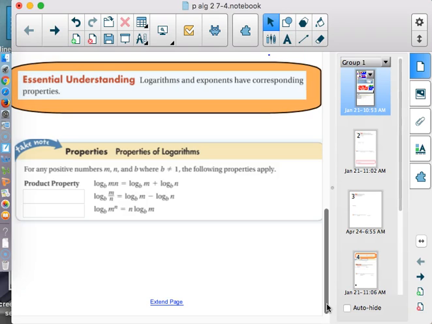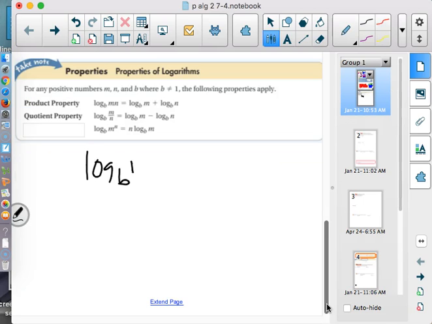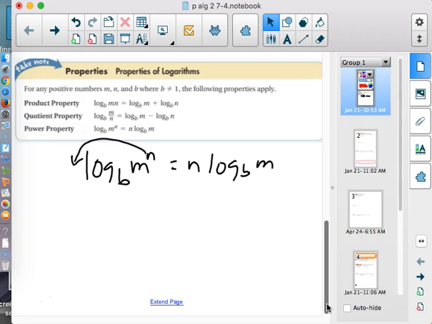Our middle one here says logarithm base b of m over n. Well, that's division. Division is subtraction. Fancy word for division in math is quotient, so that's our quotient property. You're supposed to divide, you subtract. And then the last one says, if we have something we're supposed to raise to a power, oh, we already talked about that. That means multiply. You bring that power out in front and multiply by it. So this becomes n logarithm base b of m. And that is called the power property.